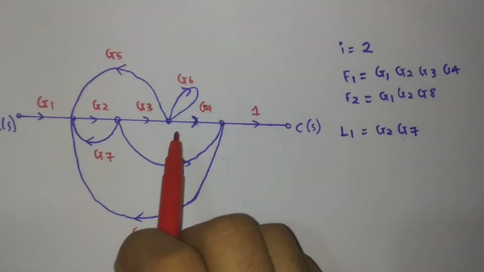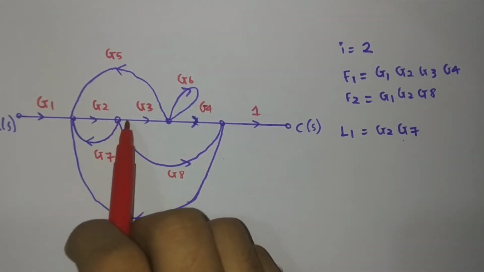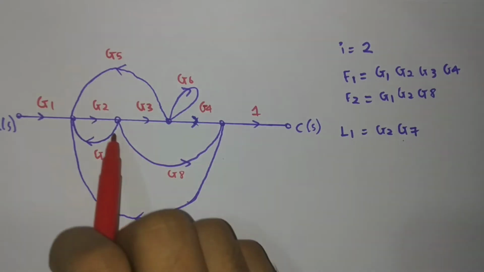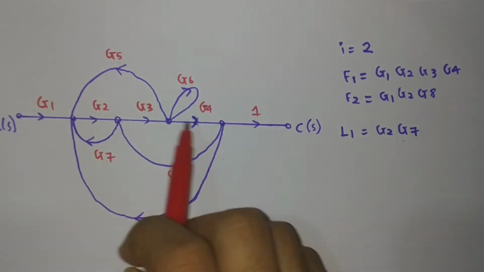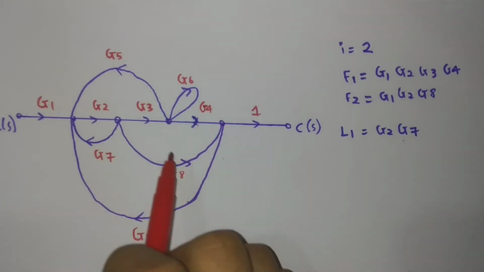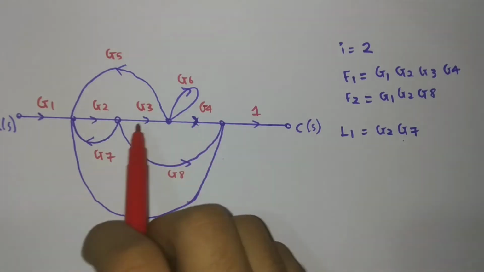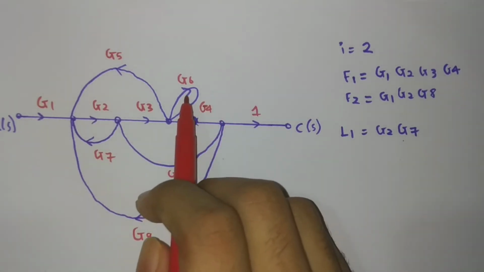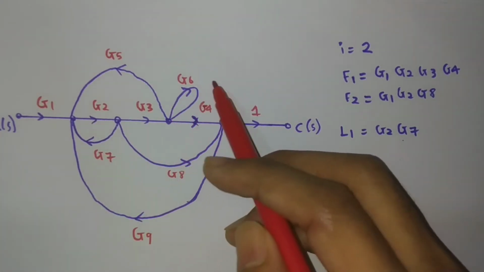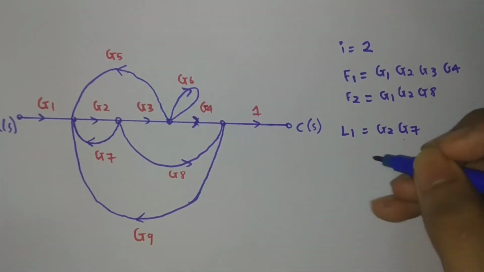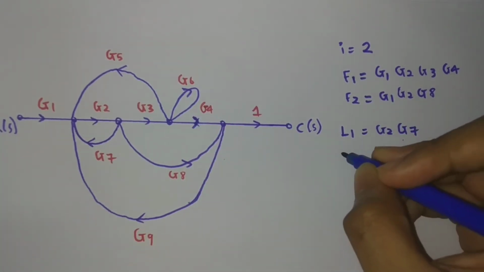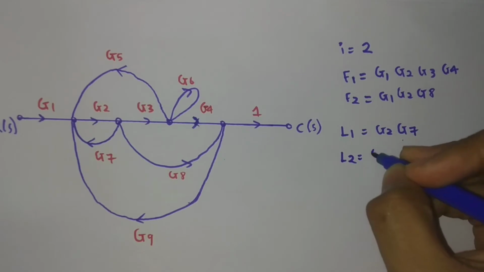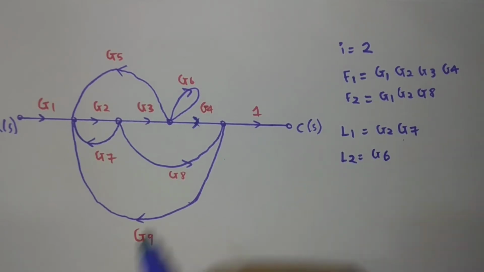But it is not a loop, because it is G3, G4 and it is not coming back to this point. It is G3, G4 and even G8 is going in that direction. This is not a loop. But you can see here G6 is starting and ending on the same point. So the second loop will be G6.